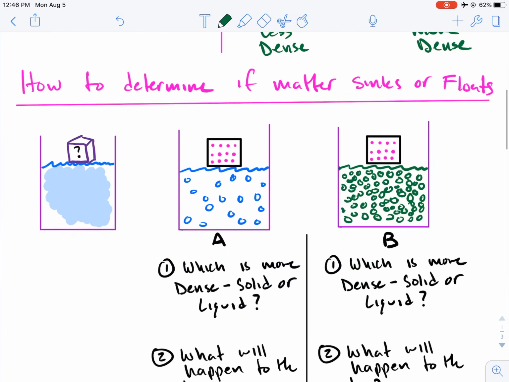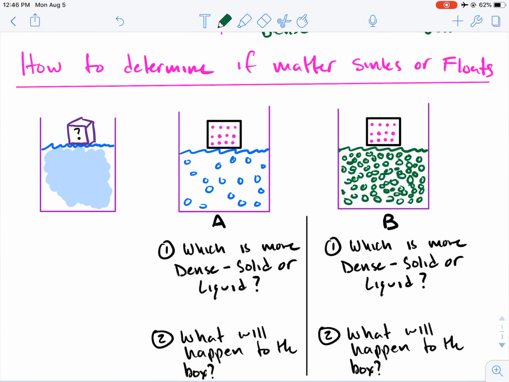Now I want to move on to how to determine if something floats or sinks. So let's first take a look at this, and you can see here I have a beaker of water. Let's just call it water for now, but it could be any liquid. And I have a cube on top. And so we want to figure out, is this cube going to sink down to the bottom, or is it just going to stay up on top of this liquid? And it all comes down to density.